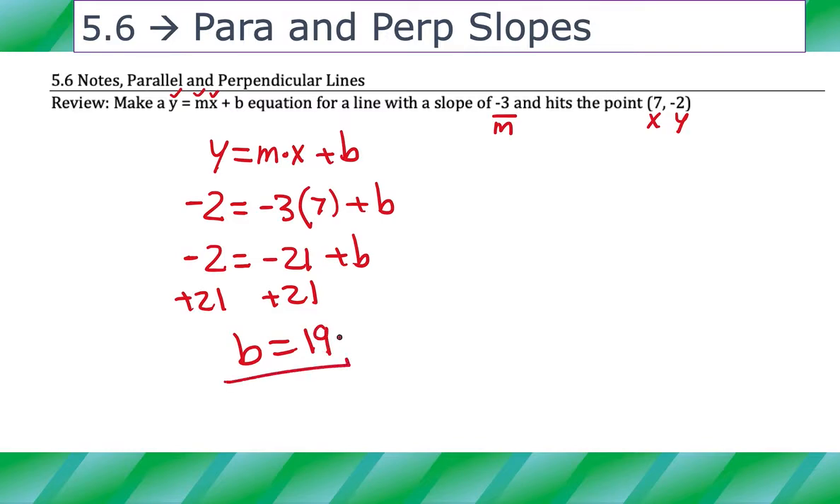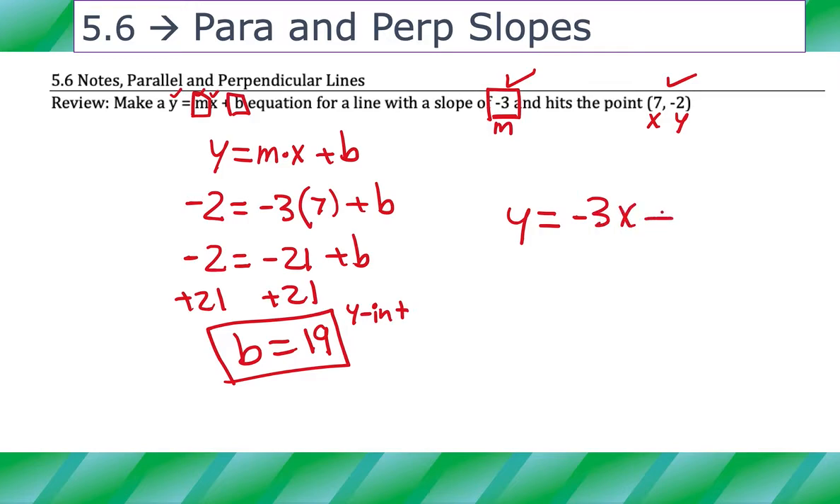All right, cool. So I have my y-intercept, that's what b is, and I already had my slope. So now I can officially make my equation. My equation for a line that has this slope and hits this coordinate point is going to be y equals -3x plus 19.